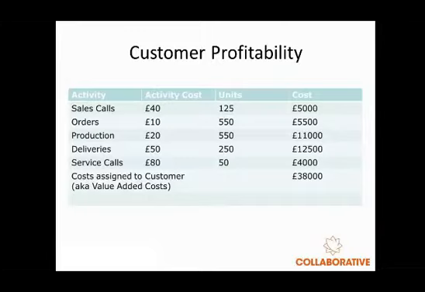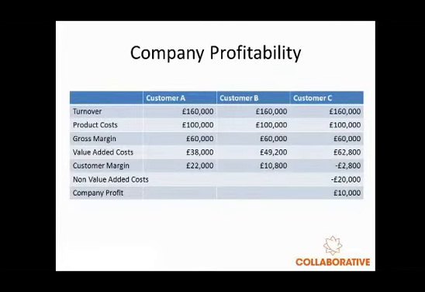Now if we take this a little further and incorporate this kind of costing into our management reporting, we can have a comparison between customers. Now for ease of illustration here, I've assumed that each customer A, B and C has the same turnover and the same gross margin. But you can see that they have different value added costs. Customer A has £38,000, ranging to customer C, who costs us £62,800. Now this gives us a perfect opportunity to understand how we can improve our profitability.